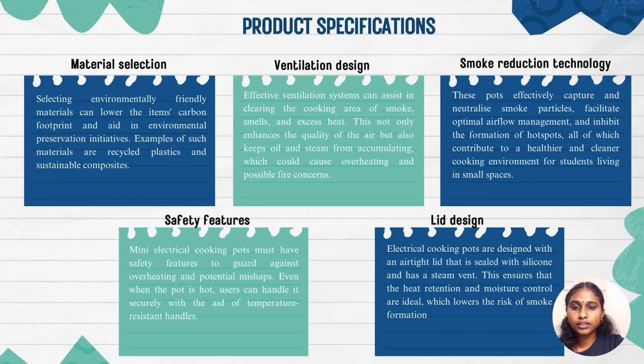Third, smoke reduction technology. These small electrical cooking pots are outfitted with cutting-edge smoke reduction. Fourth, safety features. Many electrical cooking pots must have safety features to guard against overheating and potential mishaps. Last but not least, lid design. Many electrical cooking pots are designed with an airtight lid that is sealed with silicone and has a steam vent.